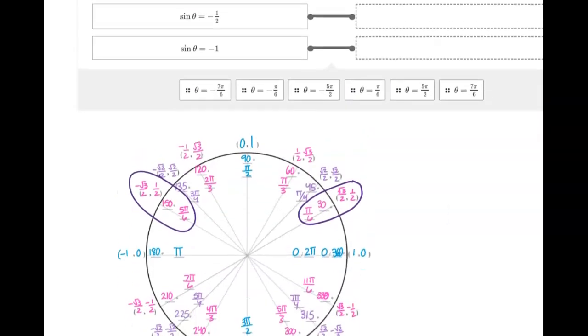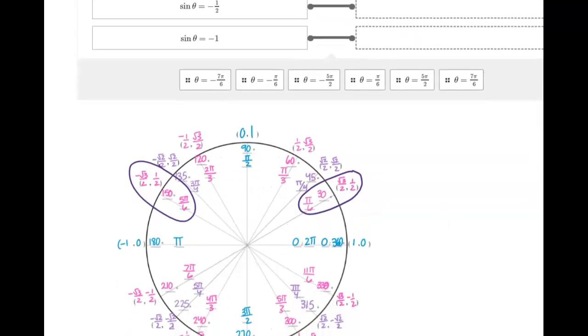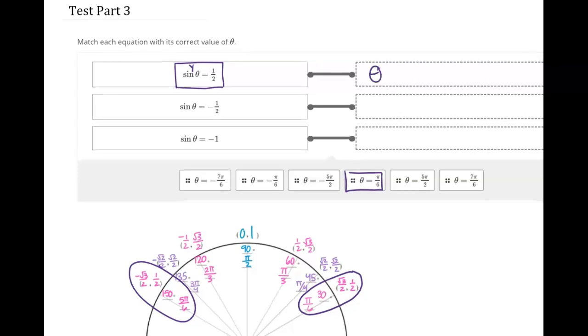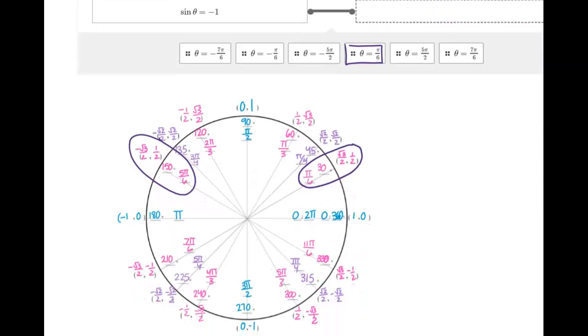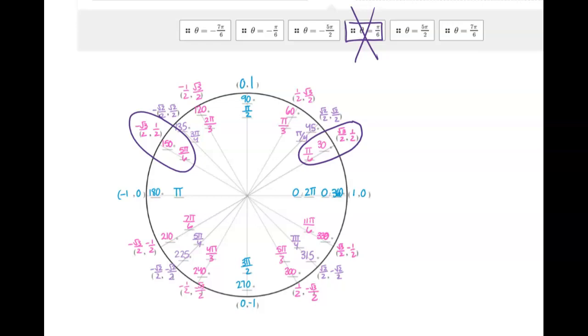Okay? So let's see. Are either of those our option? That's really what we want to know. Well, I don't see 5 pi over 6, but conveniently I do see pi over 6. So that's our answer. Theta equals pi over 6. Okay, and so now we've used that one, it's no longer an option.